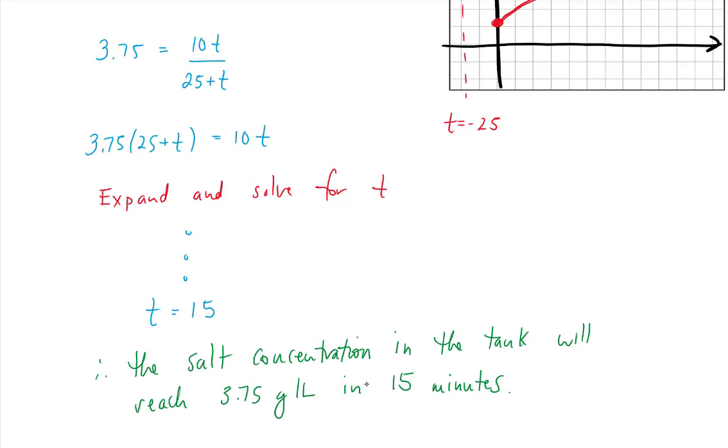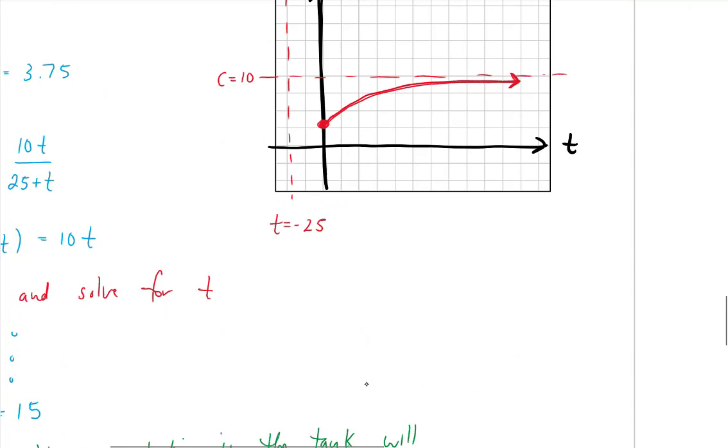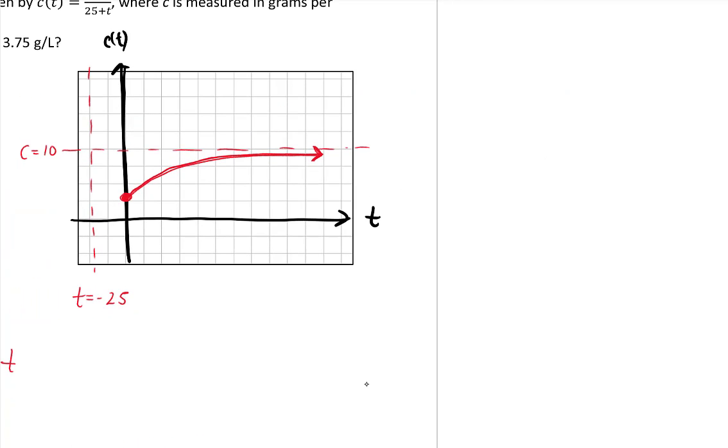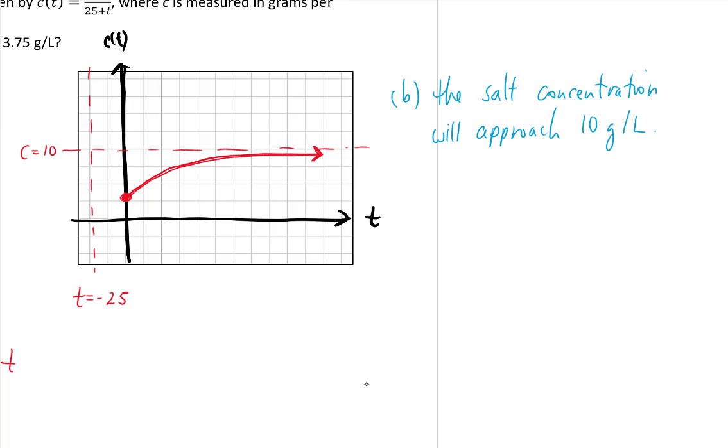Okay, part B. Part B says, what will happen to the salt concentration over time? Well, the best thing to do is take a look at the graph. And you can see, over time, the salt concentration will just get closer and closer to 10. How can you show this? You can sub in a large value for time, and then an even larger value, and you'll see it'll get closer and closer to 10.